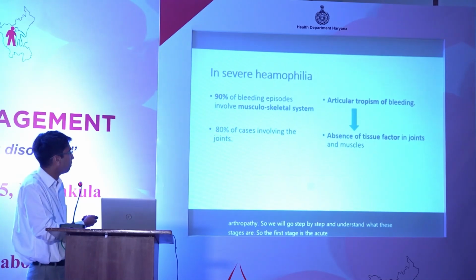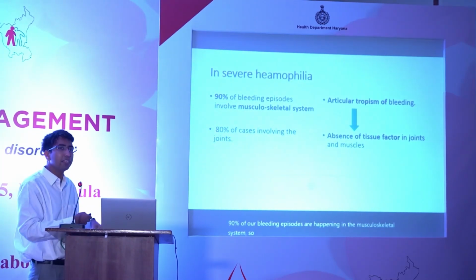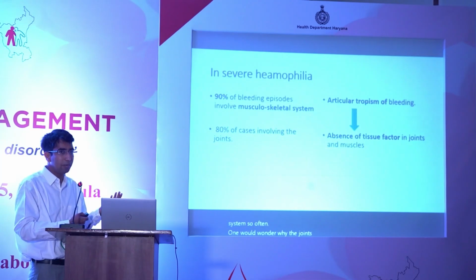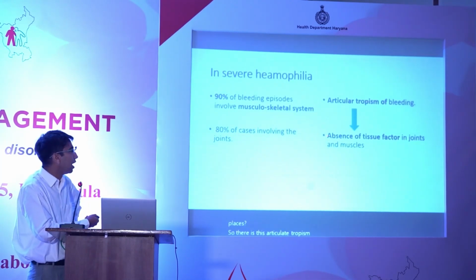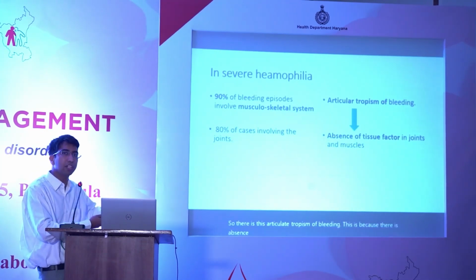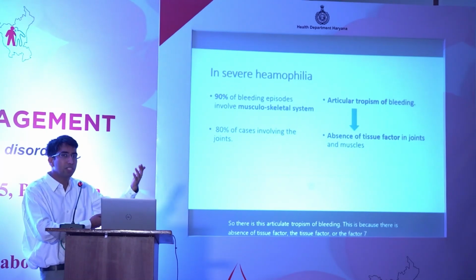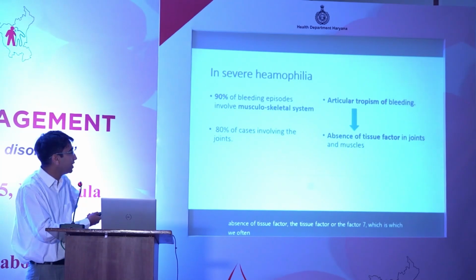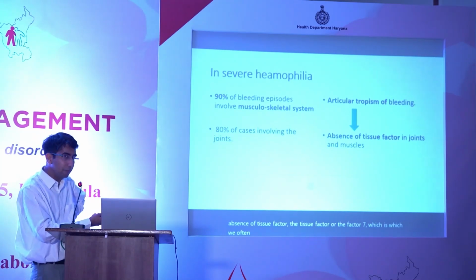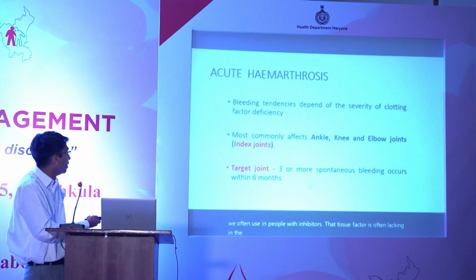We know that 90% of our bleeding episodes are happening in the musculoskeletal system. Often one would wonder why the joints only, why not the other places. So there is this articular tropism of bleeding. This is because there is absence of tissue factor, the factor 7, which we often use in people with inhibitors. That tissue factor is often lacking in the joints, and that is why the extrinsic pathway is impaired, and that is why the joints have the highest propensity to bleed.